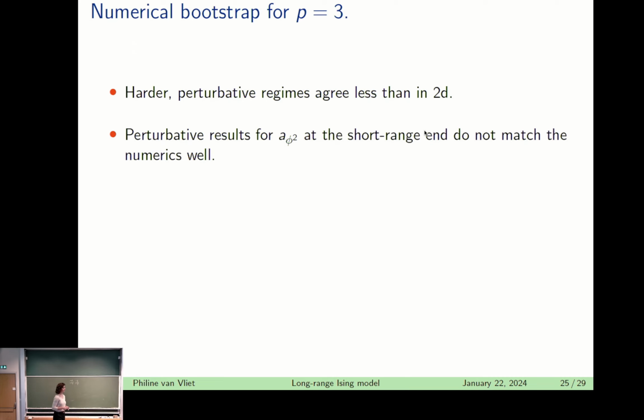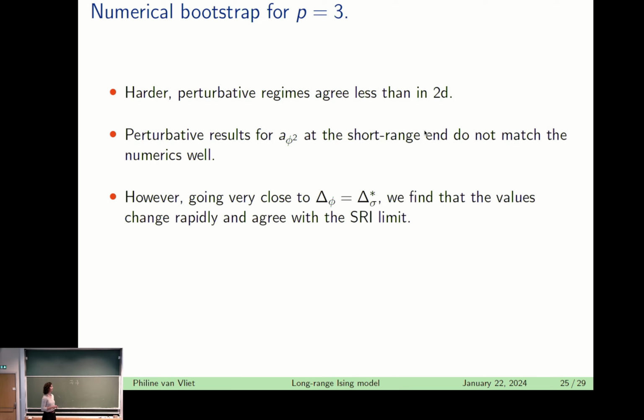So the numerical bootstrap in 3 dimensions is slightly harder than in 2 dimensions because the 2 perturbative regimes overlap less well. So you would have to go to higher orders in perturbation theory to get proper predictions. And also the perturbative results at the short range end do not match the numerics very well unless you really go very close to the short range values of delta phi.